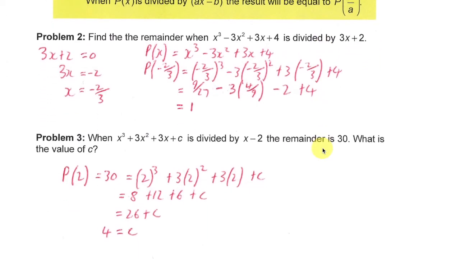Let's look at an application of that. Problem 2: find the remainder when this cubic is divided by 3x plus 2. So I get 3x plus 2, make it equal to 0, solve for x and get negative 2/3. According to our theorem, if I substitute negative 2/3 into the polynomial, it should tell me what the remainder is. And there it is, 1.